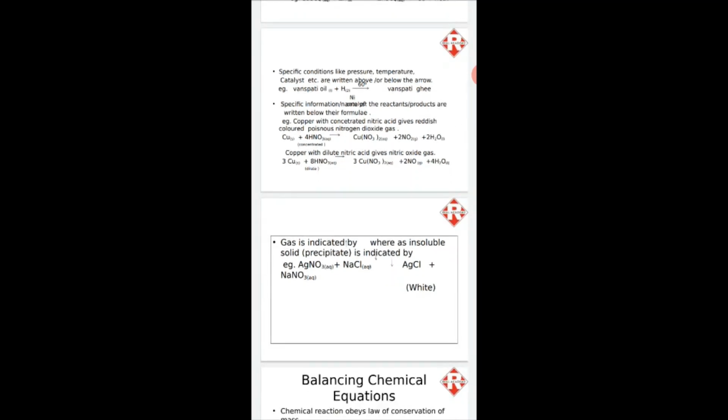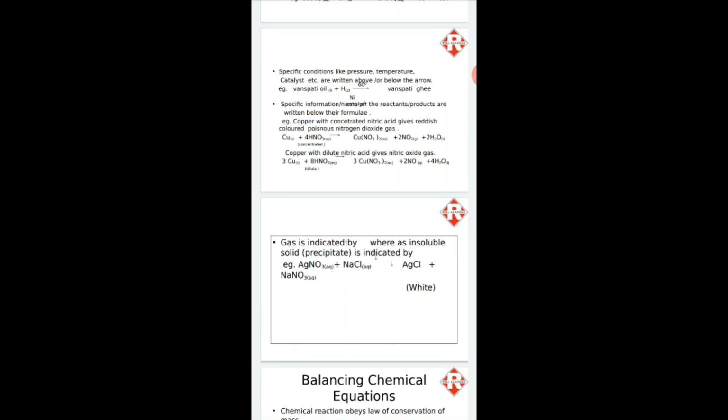Now next is specific information. The reactant and product are written below their formula. Example, copper with concentrated nitric acid gives reddish colored poisonous nitrogen dioxide gas. It means when copper is reacted with concentrated nitric acid, meaning pure form, it gives the reddish colored copper nitrate, nitrogen dioxide and water.